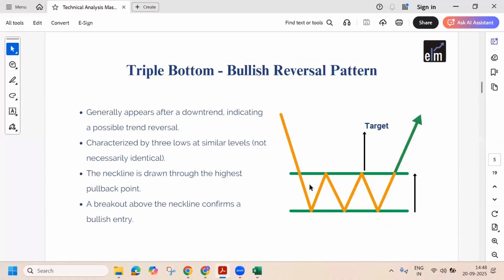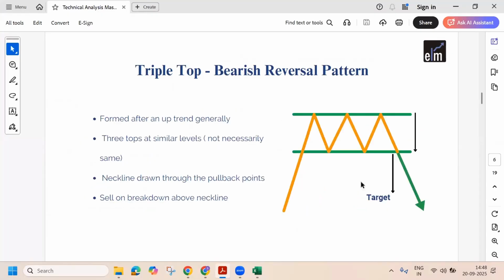And similarly, there will be triple top and triple bottom. There will be multiple bottoms actually. Multiple bottoms at a similar level, multiple tops at a similar level. It is traded the same way, 1.2 ATR stop loss and 2.4 ATR target.